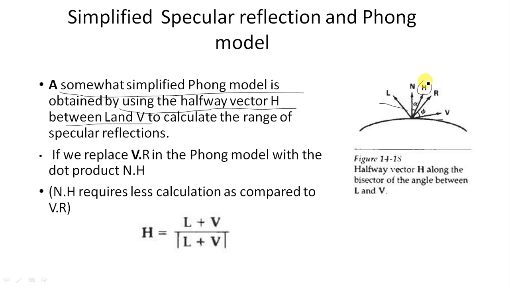So if we replace v dot r, the viewing direction vector and the reflection vector in the Phong model, with the dot product n dot h, where n is the normal vector to the surface and h is the halfway vector, where h is equal to L plus V upon mod of L plus V. L is the vector in the direction of the light source and V is the viewing direction vector.